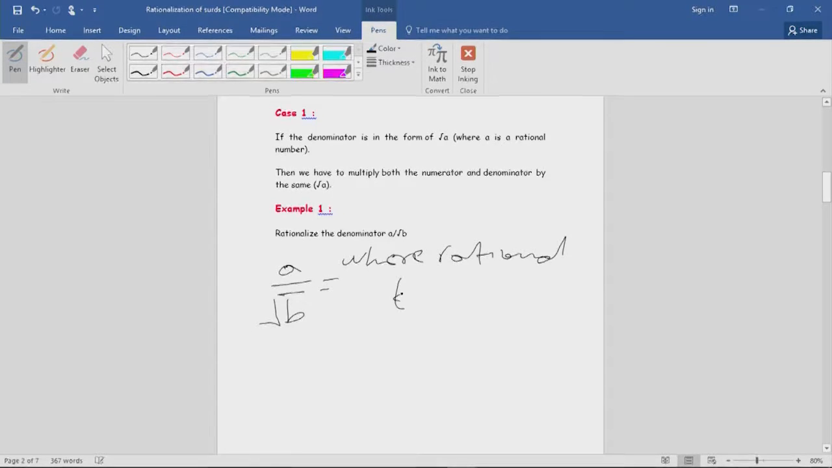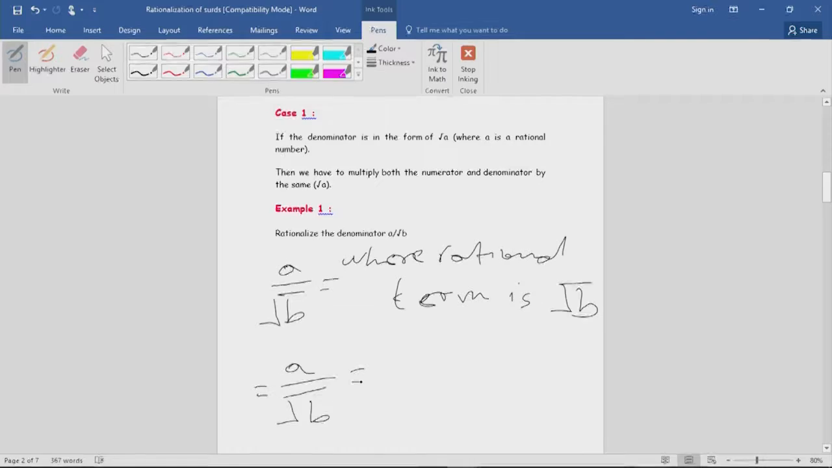The rational term there is the square root of b. So if we are going to rationalize this one, it means that a upon the square root of b would be equal to, we multiply both numerator and denominator by the rational value. The rational value there is root b.